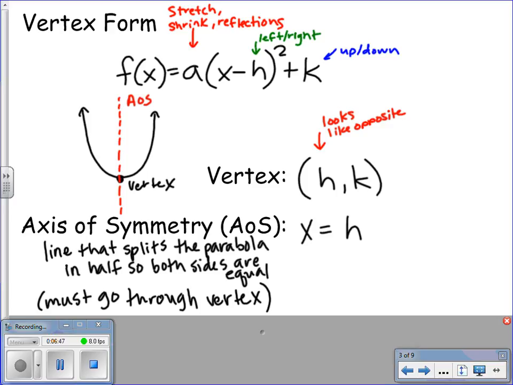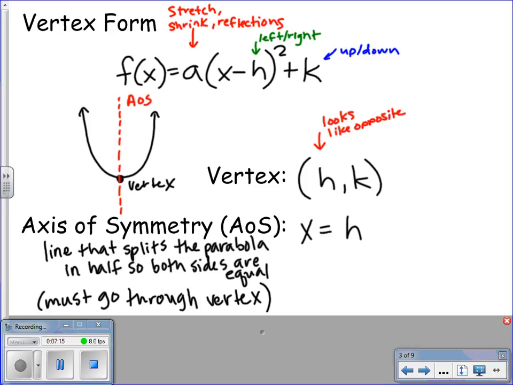Now I'm going to challenge you as Algebra 2 students, when I ask for an axis of symmetry, don't just give me a number. Don't tell me the axis of symmetry is 1. 1 what? 1 an x-coordinate, a y-coordinate, a horizontal line, a vertical line, I don't know. Tell me x equals 1, a vertical line. So I challenge you with that.